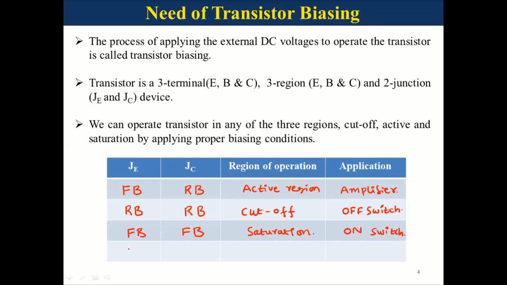Suppose if the emitter junction is reverse biased and collector junction is forward biased, then we can call it as an inverted case. Why? Because the transistor is a current control device. So as to operate the transistor, we need to supply some input current. Here the emitter junction, input junction is reverse biased, means no current is supplied and hence the transistor never operates. That's why we are calling it as an inverted case. It is never used.